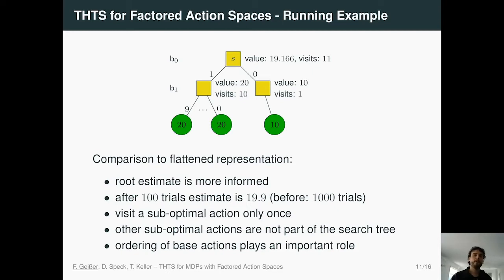And there's also a second interesting observation. Before, we had to visit each of the suboptimal actions at least once. So we had 10 visits to suboptimal actions. But now we only have to visit a suboptimal action once. And the other suboptimal actions are not even part of the search tree. So you can see here we have our root decision node, the assignment of B0, we have this assignment of B0 to false, and we only have one child here. And the reason for that is, well, in the root node we still have to try out each assignment at least once. But since after this assignment here we already have a value estimation of 10, from now on, we will for a long time only try out this path of the tree.